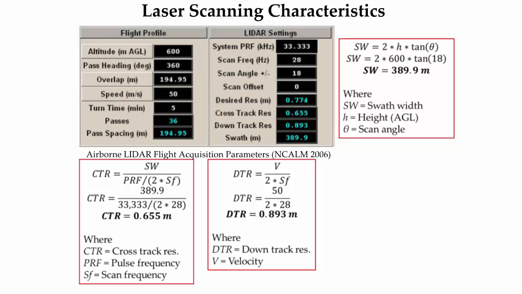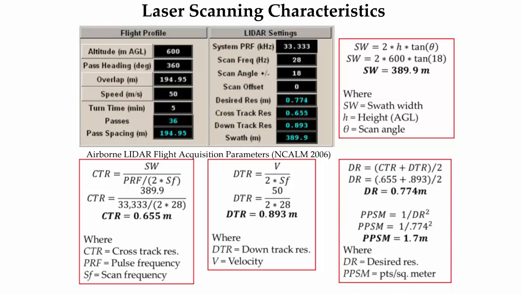The down-track resolution or average point spacing between lines of 0.893 meters is calculated by dividing the 50 meters per second velocity of the aircraft by the 56 scan lines per second. The desired resolution of 0.774 meters is a simple average of the cross-track and down-track resolutions. Most airborne LiDAR users want to know the average LiDAR points per square meter on the ground. We calculate this by inversing the squared desired resolution. This survey has approximately 1.7 points per square meter.